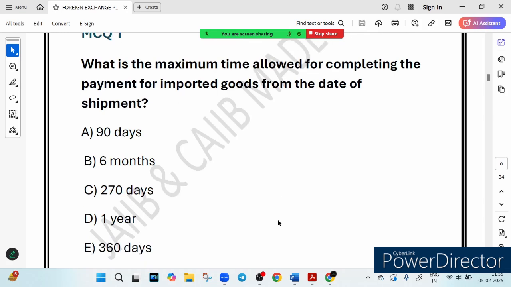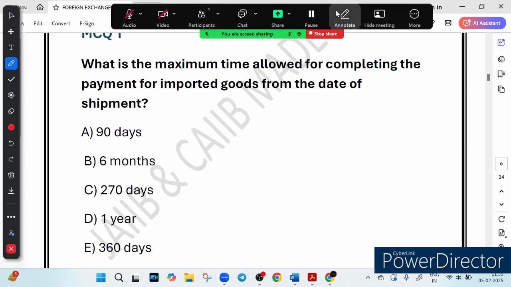The next question is, what is the maximum time allowed for completing the payment for imported goods from the date of shipment? Very nice question it is. So let's break it down. Option A says 90 days, B 6 months, C 270 days, D 1 year, E 360 days. What do you think? So let me answer this question.